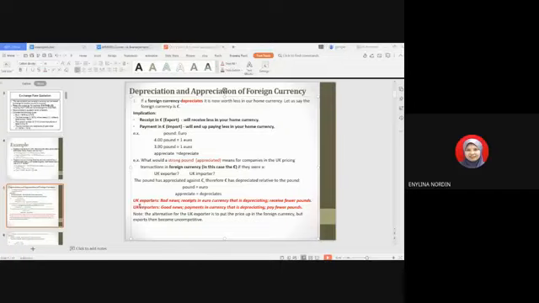But what about if you are the UK importer? If you are a UK importer, that means your currency is appreciating, right? Stronger than the foreign currency. That means you will pay less. So this is a good thing for the UK company or importer.